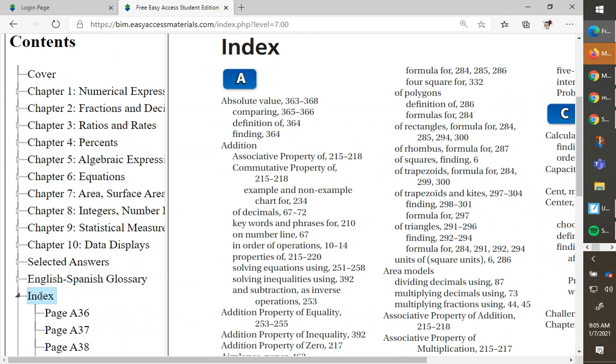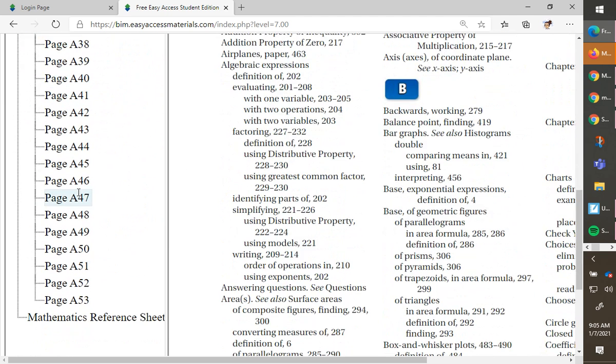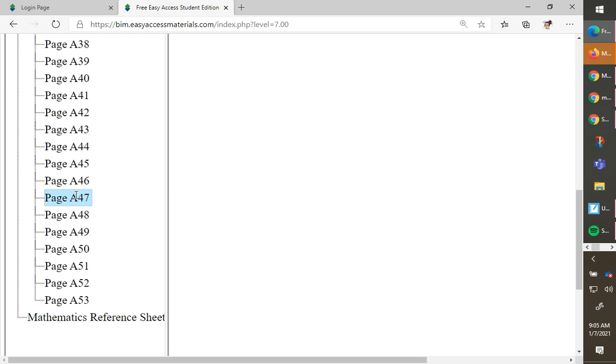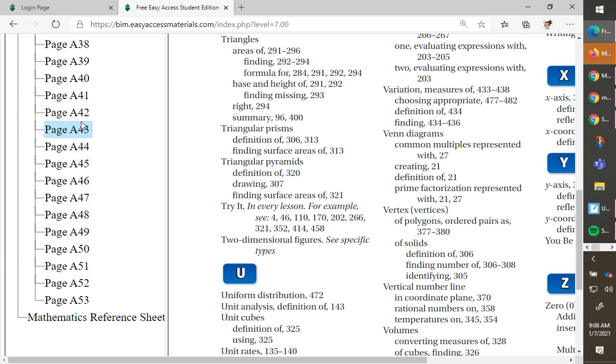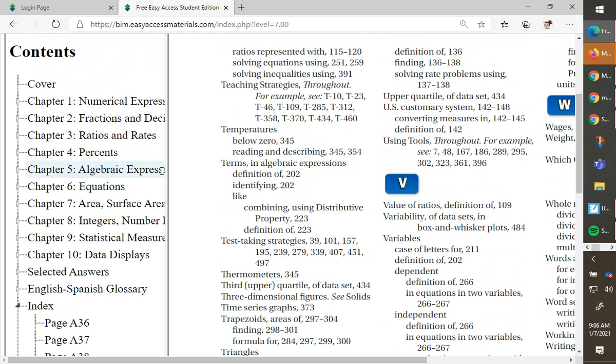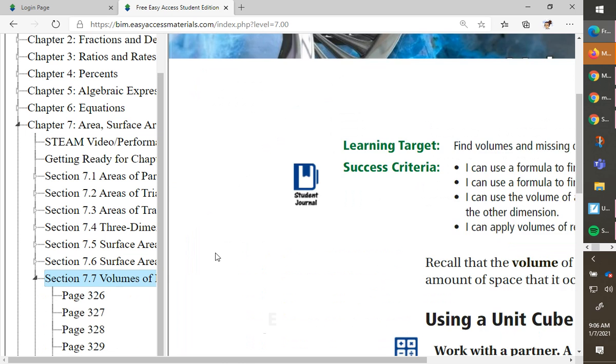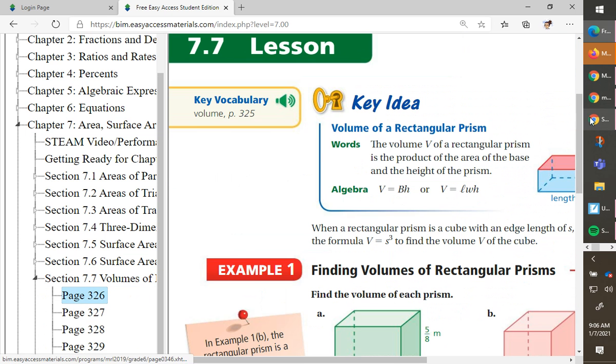So what I would have encouraged you to do, and some of you did come in and ask for help on this question, and I did guide you to the index. I said, okay, let's flip through your index here and see if we can find the keyword volume. Volume. Okay, so is it here? I think it is. See right here, volumes, it's in the V's. Do you see where it says volumes of cubes, finding, page 326? Then you would have flipped back into your book to page 326, and in there you would have seen some information about volumes.